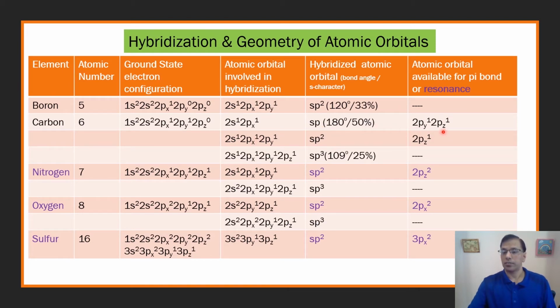The other thing that we need to remember is when the carbon is sp hybridized, it has 2 electrons in the p orbitals, 1 each in py and pz.